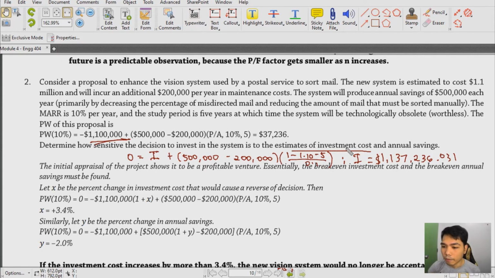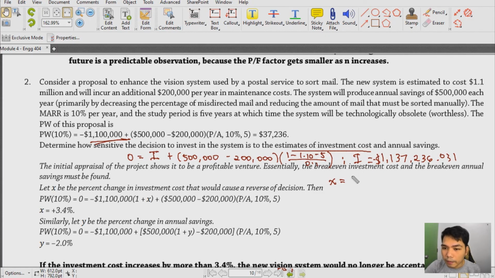So therefore, if I want to have a present worth that is equal to 0, that is at the point where we have to make a decision reversal, the investment cost should be around 1,137,000. That's negative actually. So in short, kailangan nating increase pa yung investment cost kung gusto kong mag-0. So ano ba ngayon yung change? Kasi sabi natin, sensitivity is a measure of the change. So therefore, x, we could just represent it as x. So x is equal to, of course, yung change natin with reference to the original value.